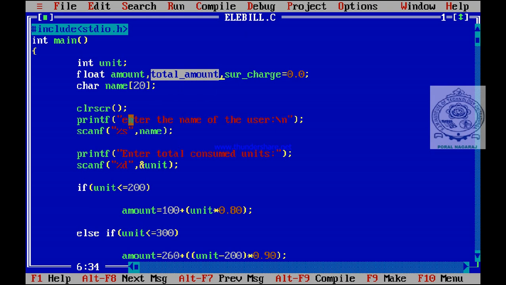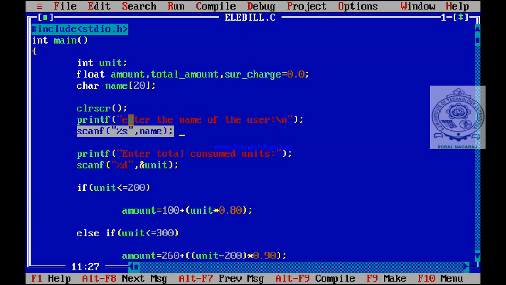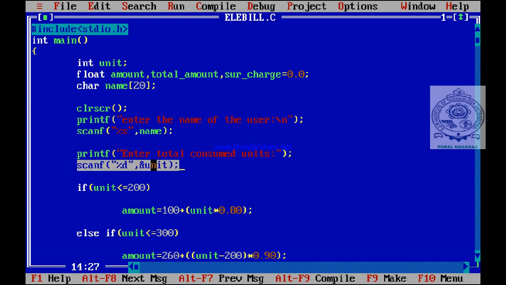Okay, clear screen. Then you have to give inputs, no? scanf for name. scanf should be preceded by printf, "Enter name of the user." Then another input is unit. printf "Enter total consumed units." So scanf("%d", &unit).